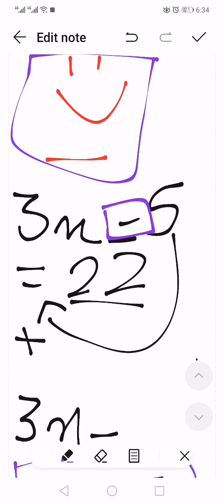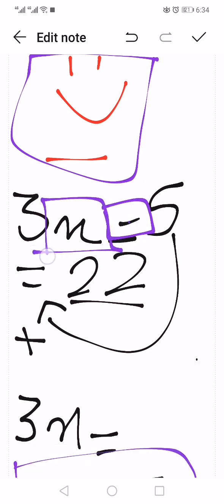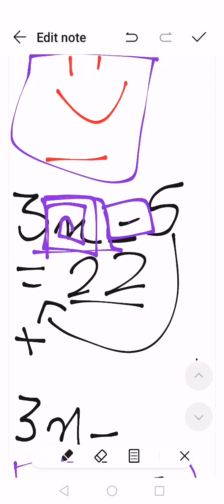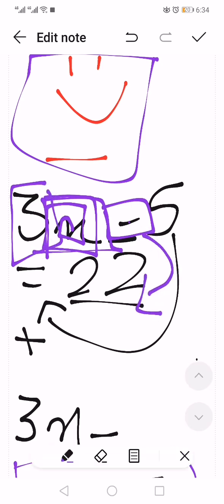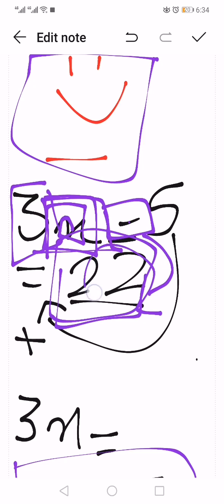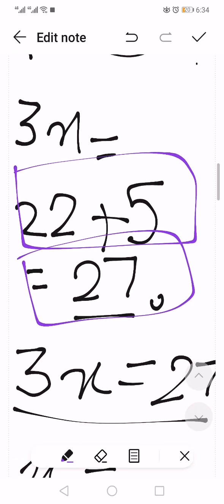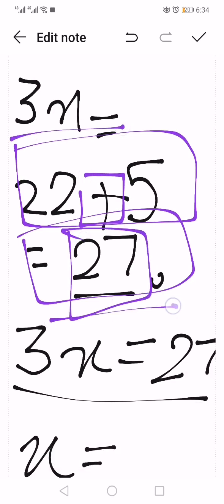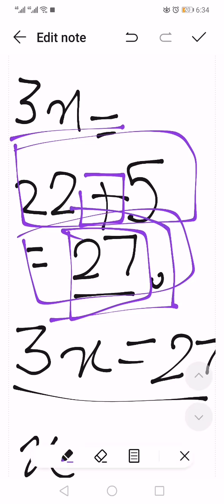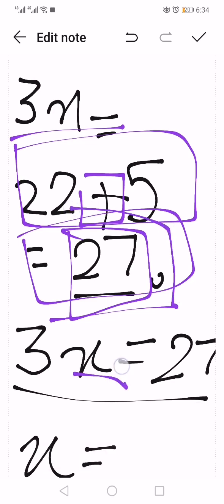3x minus 5. Now I cannot subtract it with an algebraic alphabet. So it means that I'm going to be converting it to the other side so that it can react with the other number. So when it went to the other side, it became a plus, and then 22 plus 5 is equal to 27. Yay, we got the answer. 3x is equal to 27. Oh no, you're wrong. We didn't. We have to find the value of x.